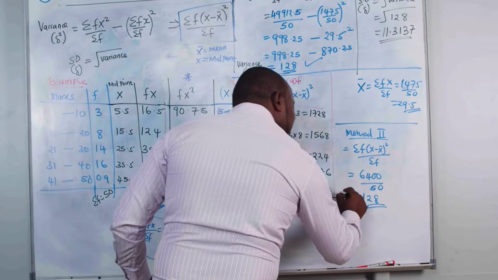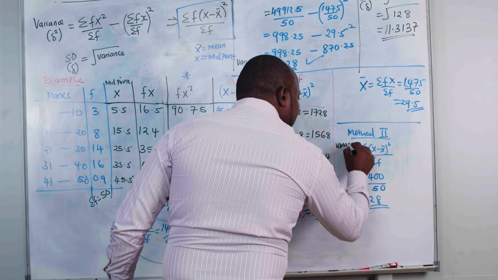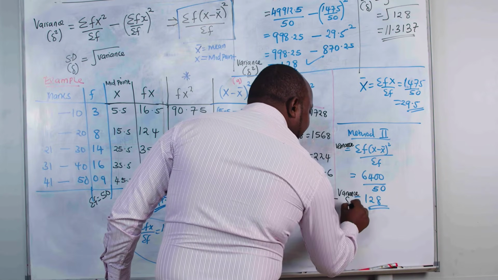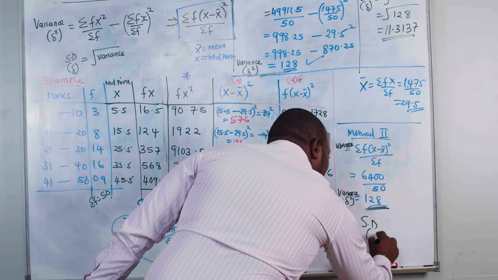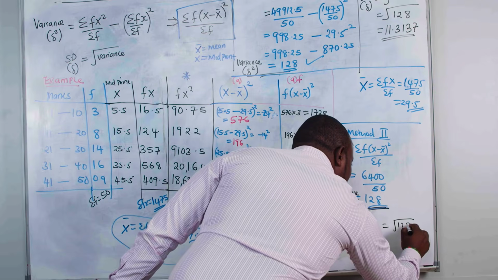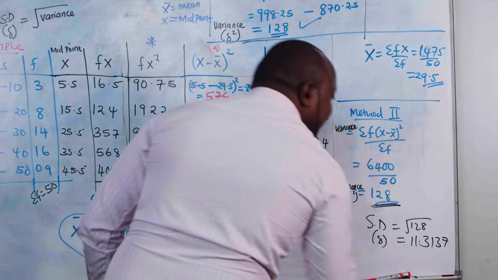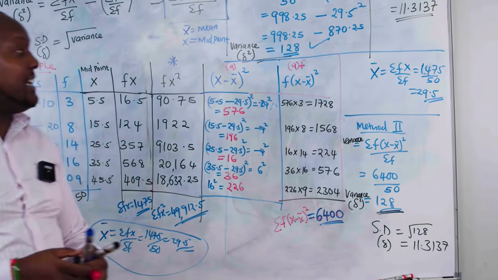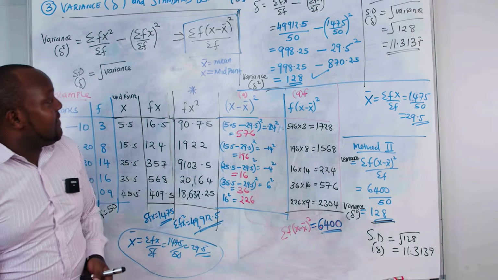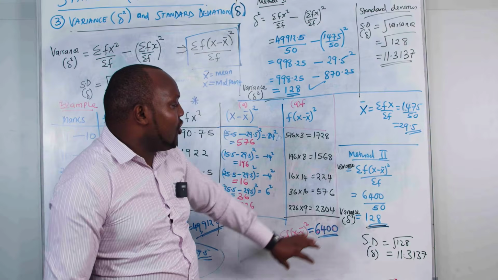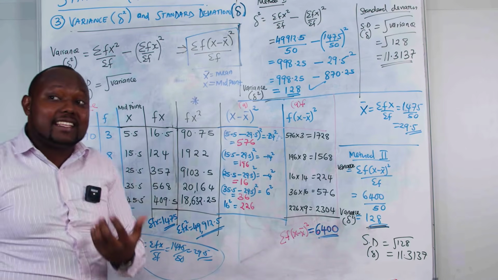You can see the variance, because here the formula was for variance. We have gotten 128. So the standard deviation will just be the square root of 128, which we got was 11.3137. So you realize, regardless of the method that you are going to use, we are going to get the same value. Either you use method 1, or use method 2. Both formulas are supposed to give you the same variance.